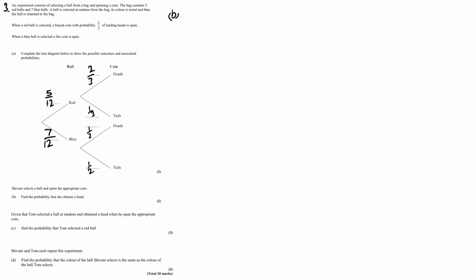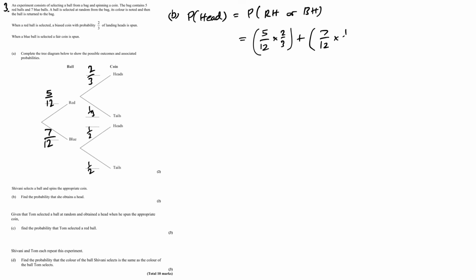Now for part B, we've got Shivani, and she gets a head. So the probability of getting a head. We could have gone red, then head, or blue, then head. So red, then head is 5/12 times 2/3. Blue, then head is 7/12 times 1/2. And that gives me 41 over 72 there.